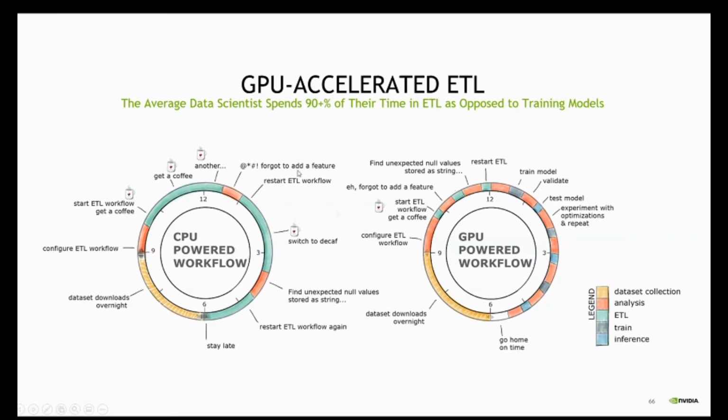Now with GPU powered workflows, the time taken for running these workflows has been reduced so much that within that same stipulated amount of time, you can do multiple experiments and keep swapping and including different feature sets based on the performance that you're getting, right? So essentially this increases the overall productivity of a data scientist in terms of running multiple experiments and multiple workflows within the same amount of time compared to a CPU powered workflow.